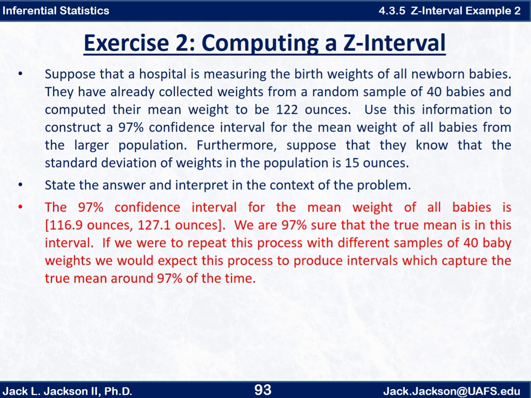Now, let's interpret this in the context of the problem. So the 97% confidence interval for the mean weight of all babies is 116.9 ounces up to 127.1 ounces. So we are 97% sure that the true mean is in this interval. So in other words, if we were to repeat this process with different samples of 40 baby weights, we would expect this process to produce different confidence intervals of the same width, which capture the true mean about 97% of the time. So about 97% of intervals computed this way will actually contain the true mean.